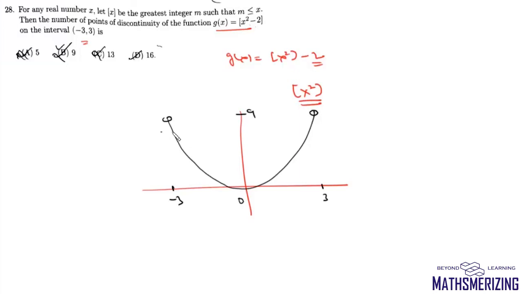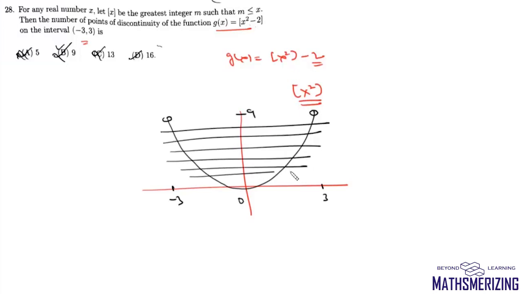Now we'll draw horizontal lines at 8, 7, 6, 5, 4, 3, 2 and 1. So we'll have 1, 2, 3, 4, 5, 6, 7, 8 points of intersection on the left and 8 points of intersection on the right. So there'll be a total of 16 points of discontinuity, and that's your option number D.